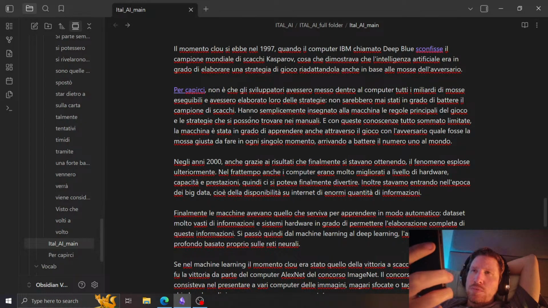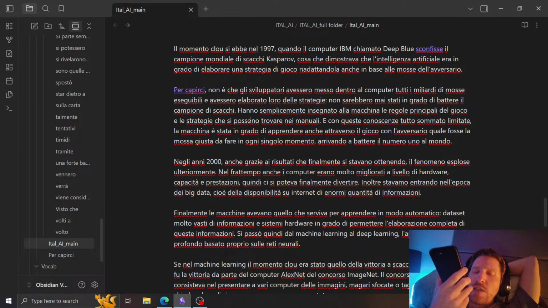Ottimo lavoro. Non è molto chiaro in inglese questa traduzione. Hai ragione. Potremmo renderla un po' più scorrevole. Per esempio, potresti dire it showed that the AI was able to develop a game strategy, adjusting it based on the opponent's moves. In questo modo è più naturale e scorrevole in inglese.